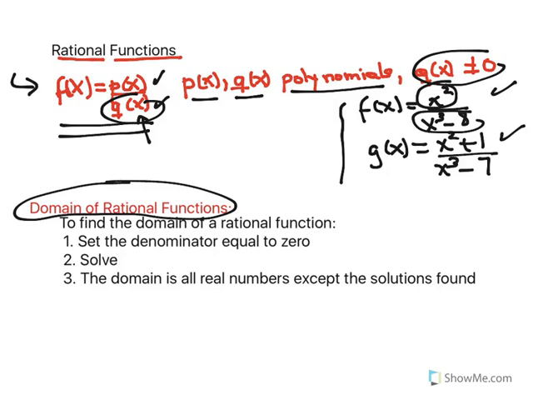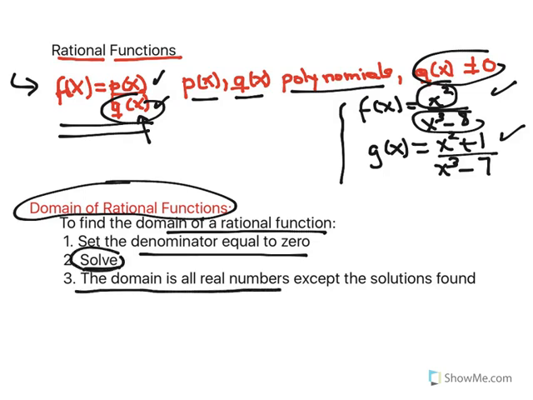So what do I do to find the domain of a rational function? I'm going to have to set the denominator equal to zero and solve, and I determine the domain by way of that solution. In other words, the domain is all real numbers except the solutions found in the equation I solved. Let me give you an easy example to follow.